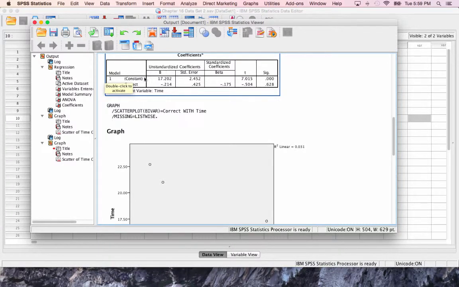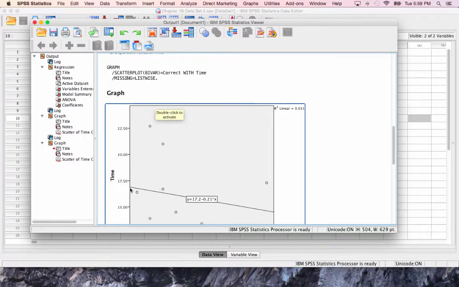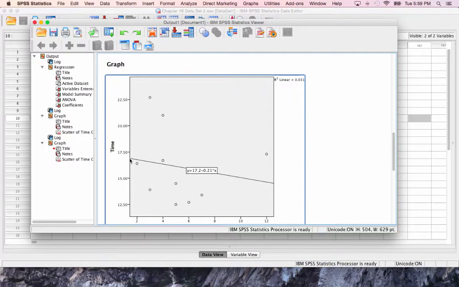First, we have this value, constant. We look for the row that says constant, and then we look for the coefficient under the B column, 17.20. This is my y-intercept. If I look at the graph, 17.2 is where that graph hits the y-axis. We can interpret this as the y value right here when x is 0.